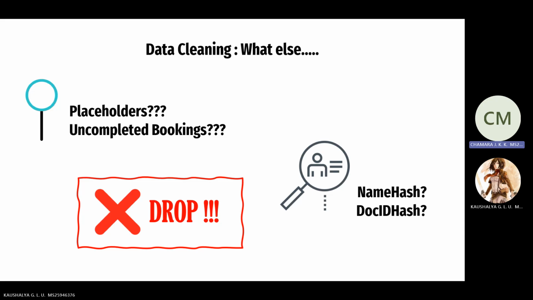We have dropped all the placeholders and uncompleted bookings, name hashes, and document ID hashes, because those were not adding any value to the current problem or our dataset for further analysis.